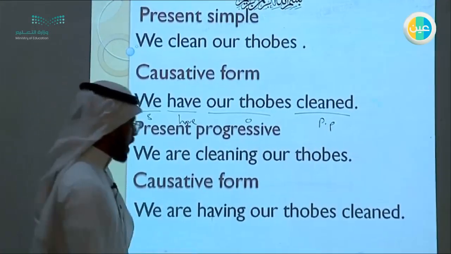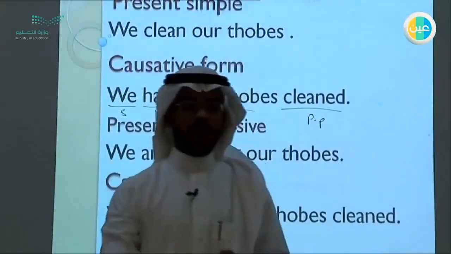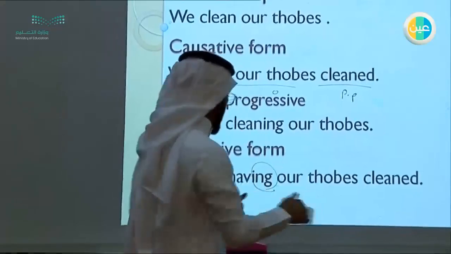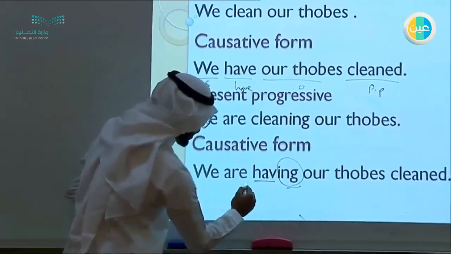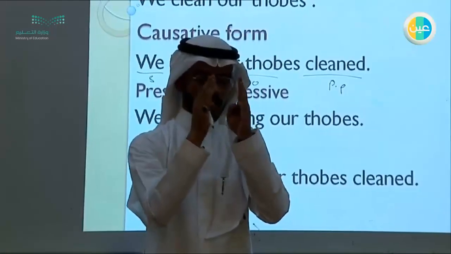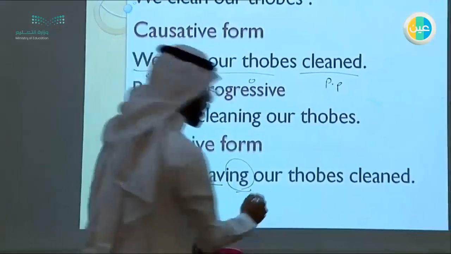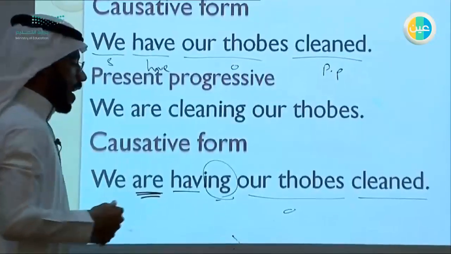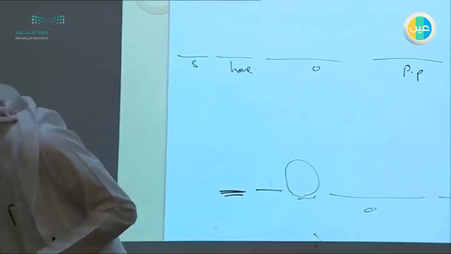We are having. Now, to the verb have we add ing. Why? Because in present progressive you must add ing to the verb. Before the ing, we have the verb to be: am, is or are. We add are because in present progressive you must add the verb to be and ing at the end of the verb. We are having, this is the object, our thobes cleaned. We are having our thobes cleaned.